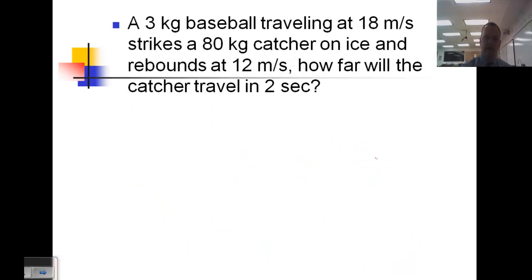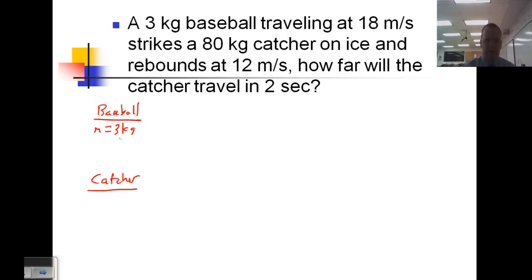Okay, try these remaining problems on your own before continuing the video and watching me complete the problem. A 3-kilogram baseball traveling at 18 meters per second strikes an 80-kilogram catcher on ice and rebounds at 12 meters per second. How far will the catcher travel in 2 seconds? So, we're getting a little bit more complicated here. We have the baseball and the catcher.